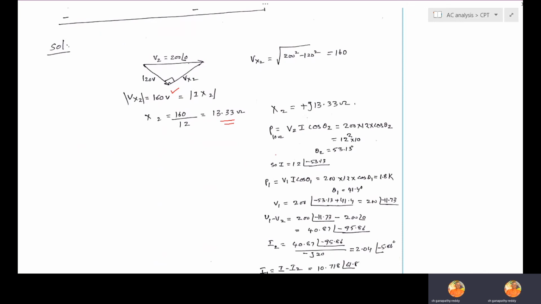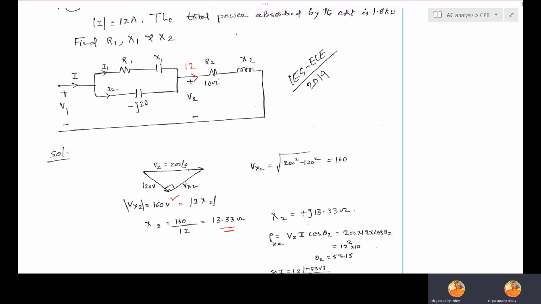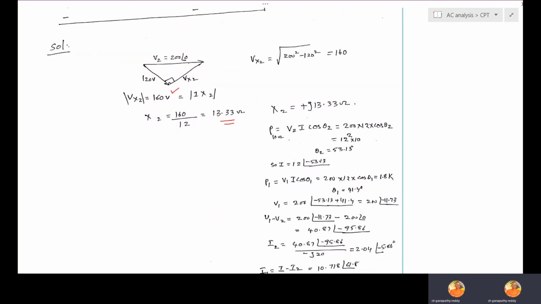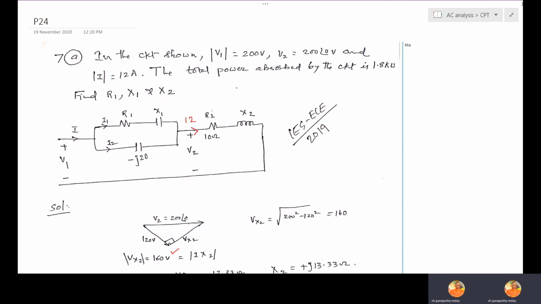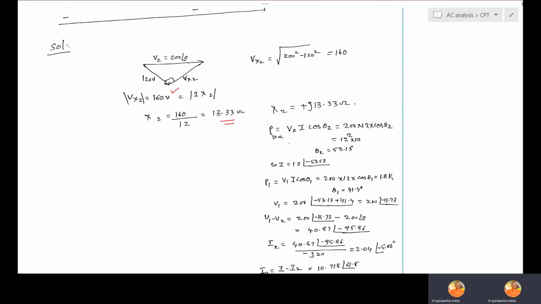Next, the power in the 10 ohm resistor. It is V2 I cos theta 2. V2 applied is 200, and the current flowing is 12 amps. Cos theta 2 we don't know, but the power should equal I square R, which is 12 square into R. So solve for theta 2.